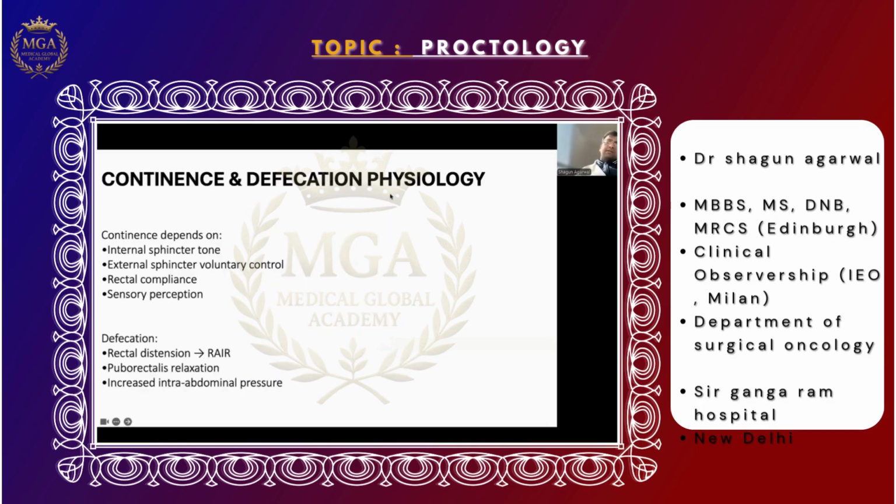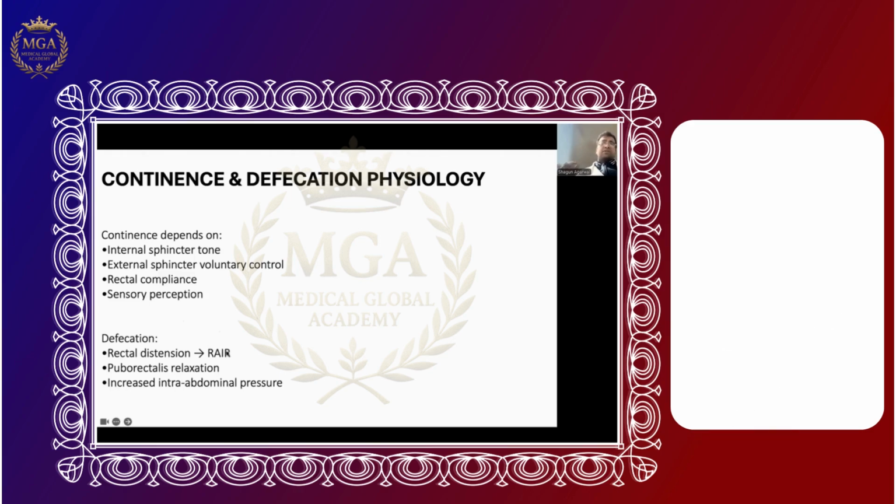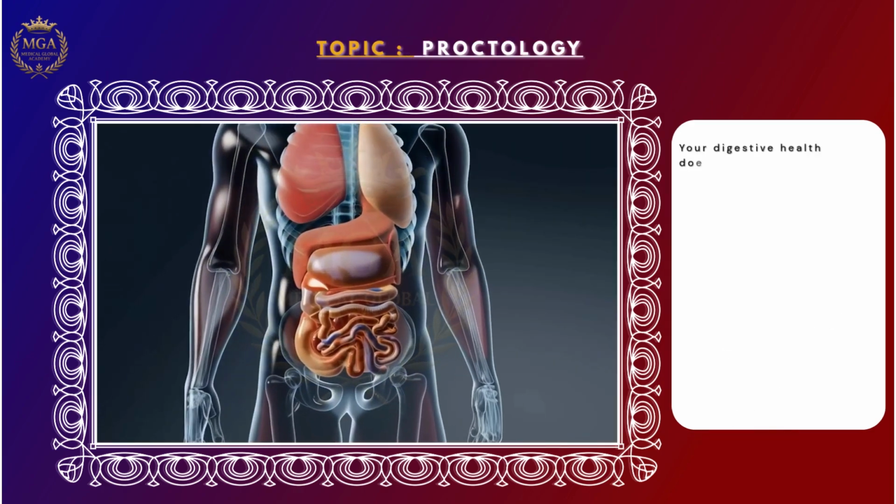About continence and defecation physiology. We discussed anatomy, now a little bit about physiology. Continence depends upon the internal sphincter tone, the external sphincter voluntary control, the rectal compliance, how much it can distend, and the sensory perception, whether the patient can perceive that the rectum is distending and feels the urge to pass. And how does defecation happen? The moment rectal distension happens, the rectoanal inhibitory reflex happens.